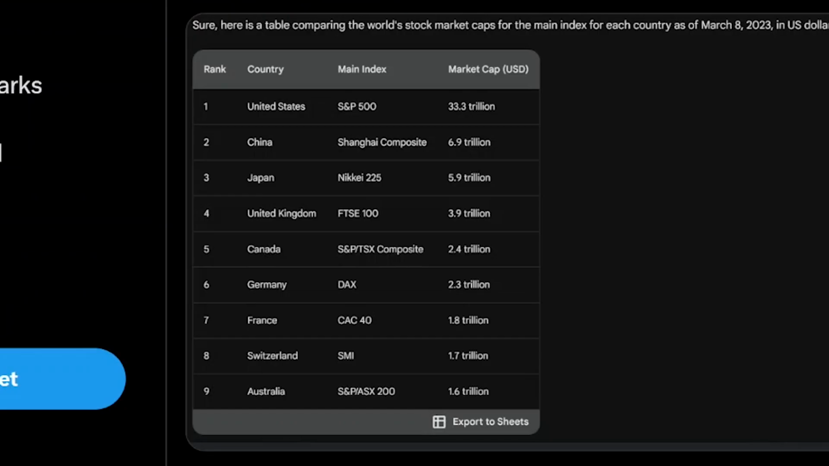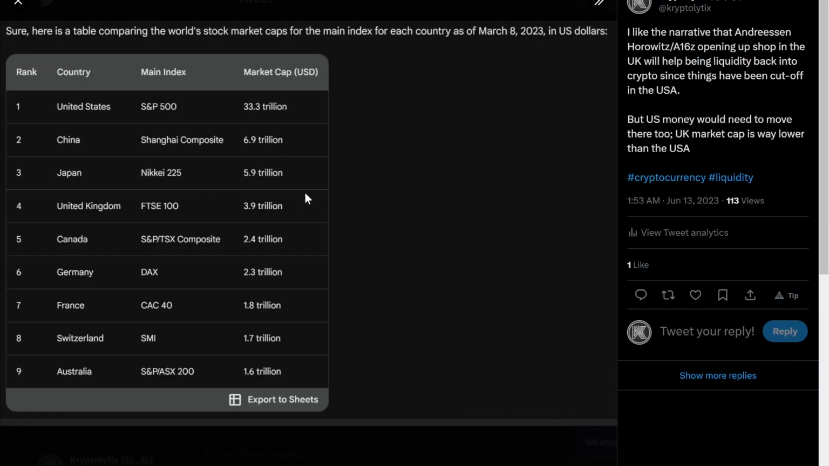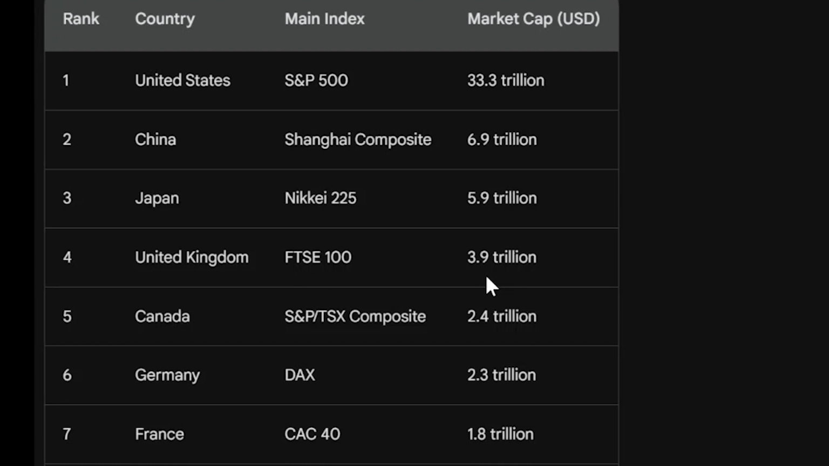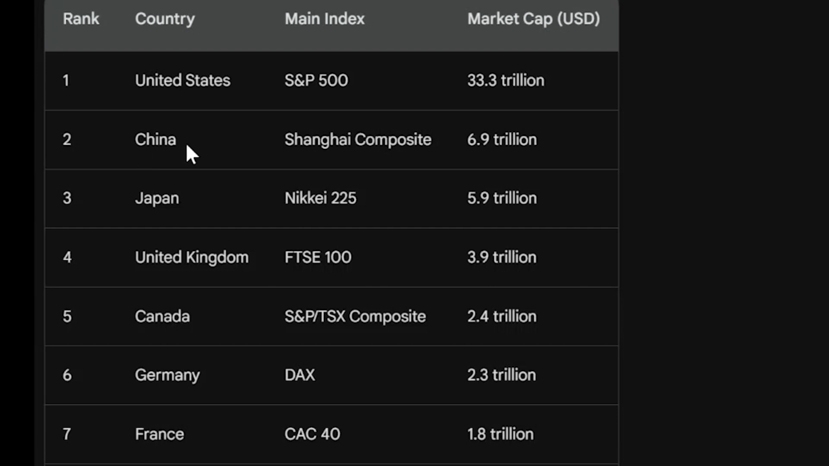Well, if we compare the stock markets, at least by market cap in terms of the indices, check out the US market versus the rest of the world. The UK market is almost a tenth only of the size of the US market. So, sure, some money will come in, I'm sure of it, but the US money would need to follow, right? Because have a look at this, $33 trillion. China, 6.9. And again, it's only really Hong Kong that's really open for crypto. This is mostly the actual Chinese stock market.